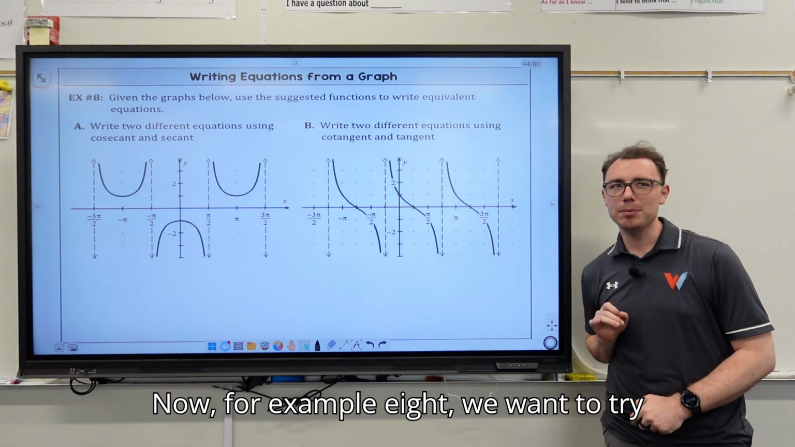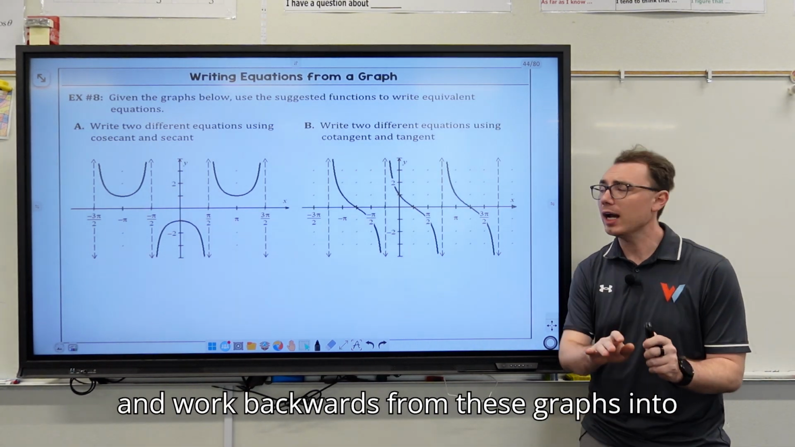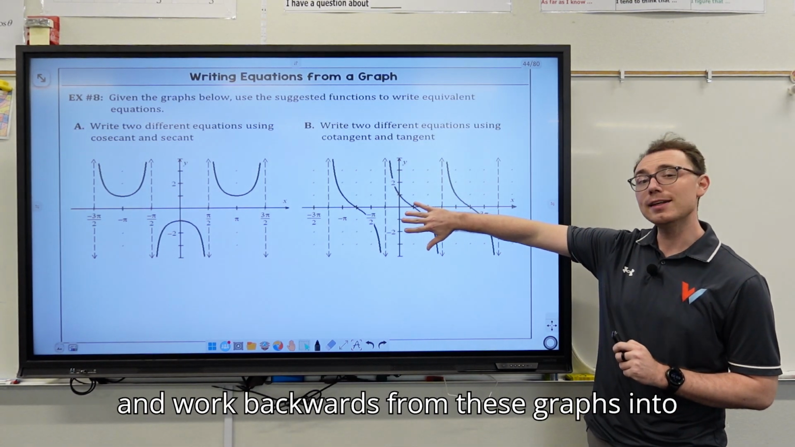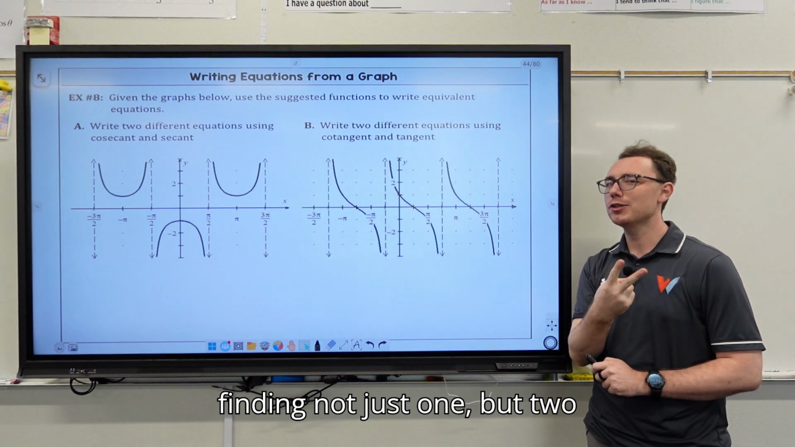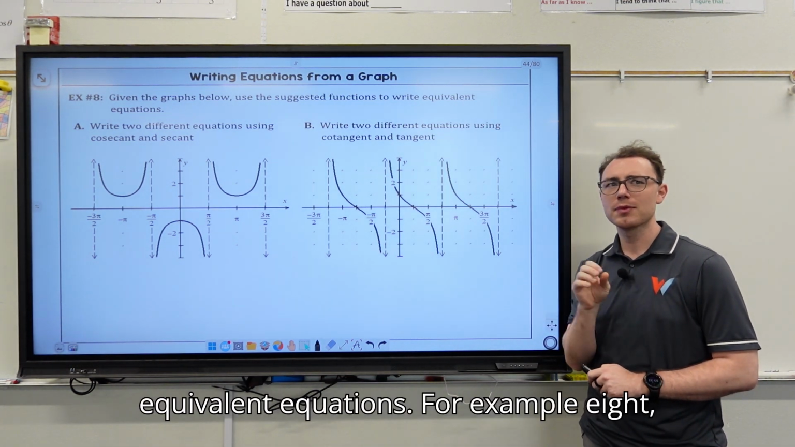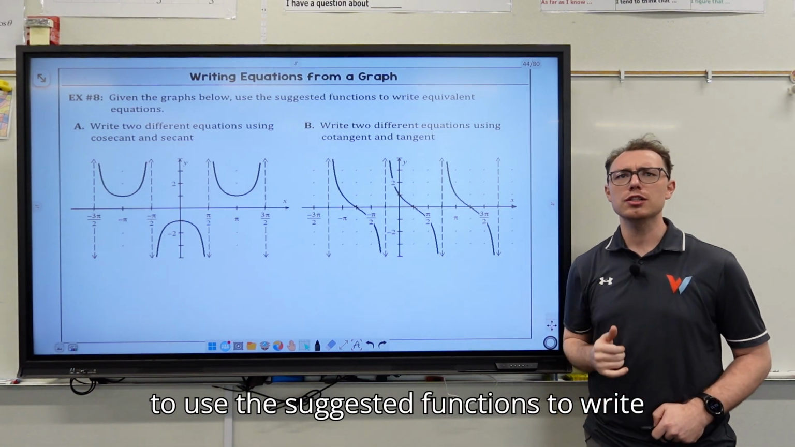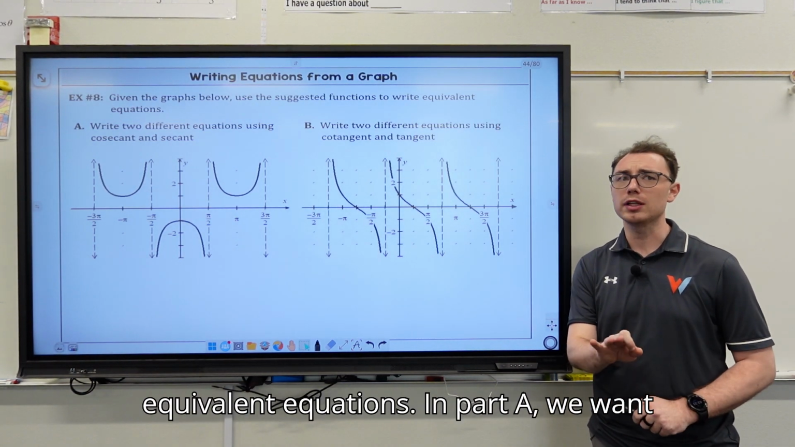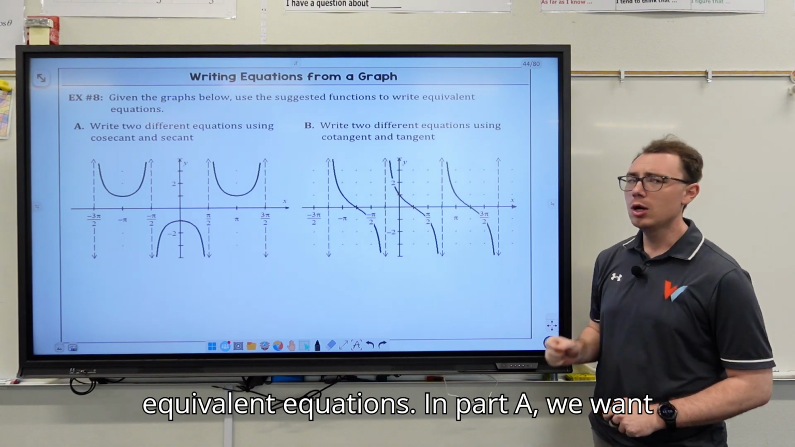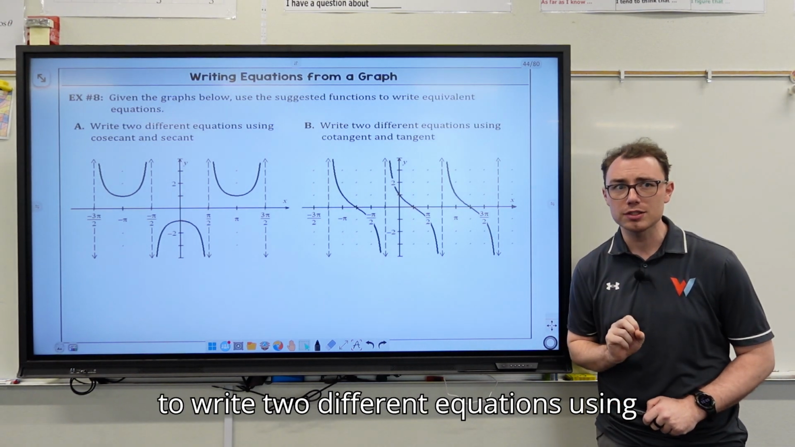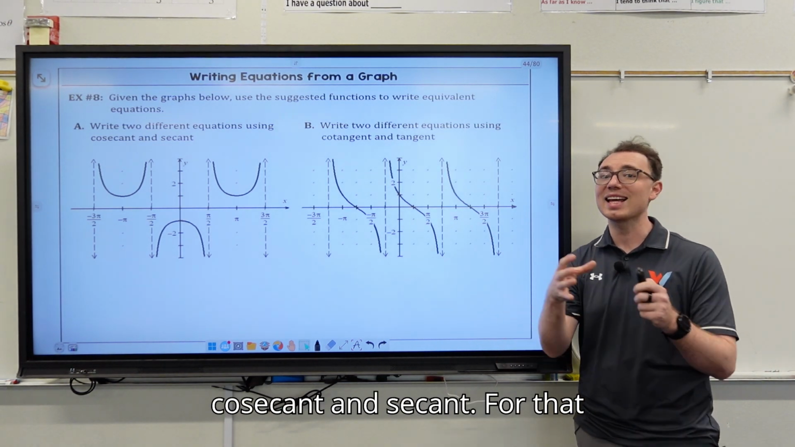Now, for example 8, we want to try and work backwards from these graphs into finding not just one, but two equivalent equations. For example 8, if we're given the graphs below, we want to use the suggested functions to write equivalent equations. In part A, we want to write two different equations using cosecant and secant.